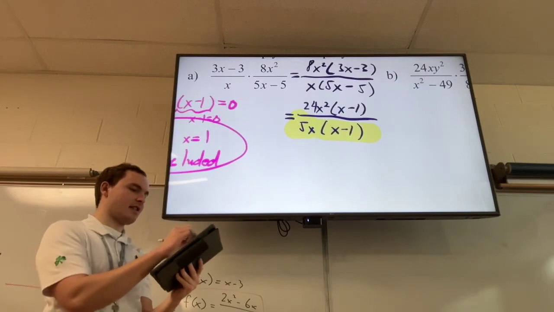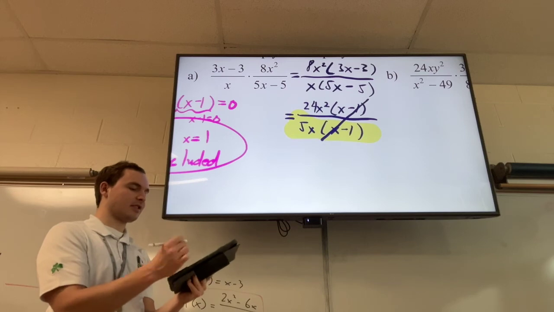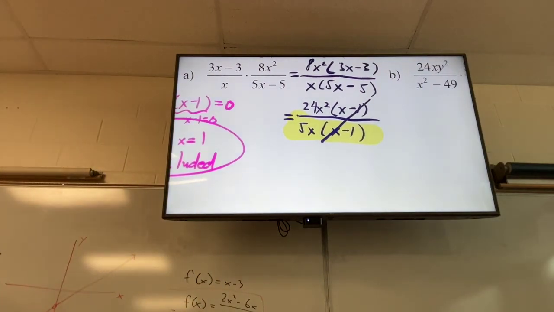Okay, and then the last step is we just cancel everything, right? So these two are going to cancel. What else is going to cancel here? Yeah, so that x and that x squared are going to cancel one time, so we're going to have 24x over 5. That'll be our answer.